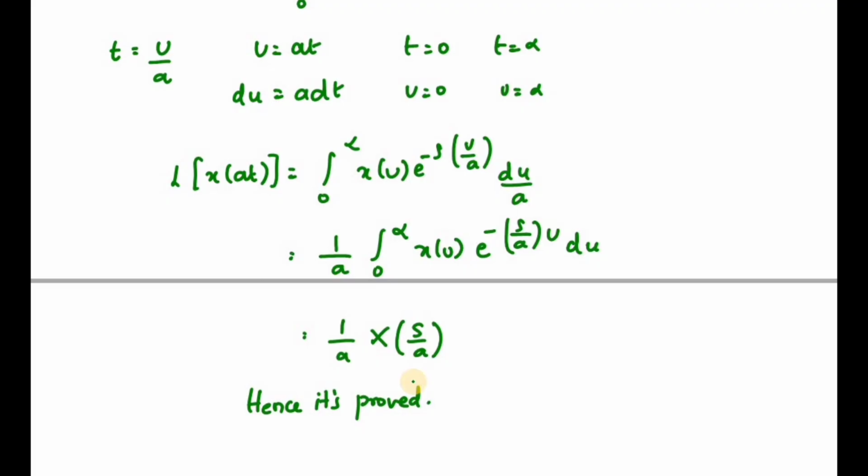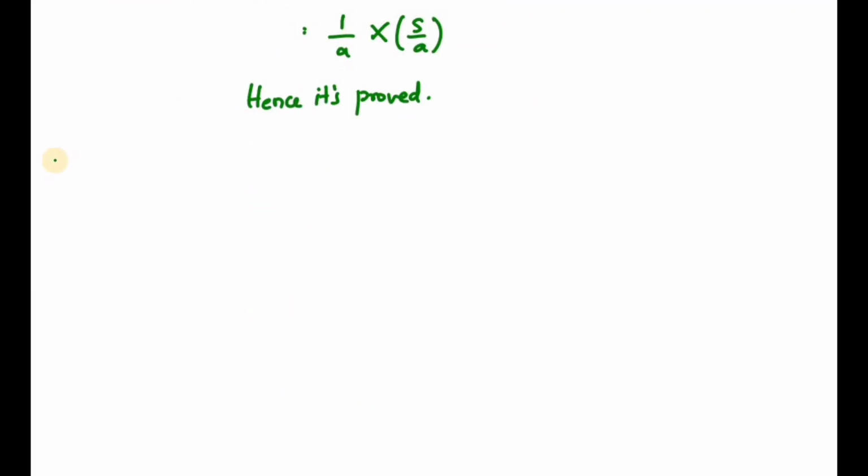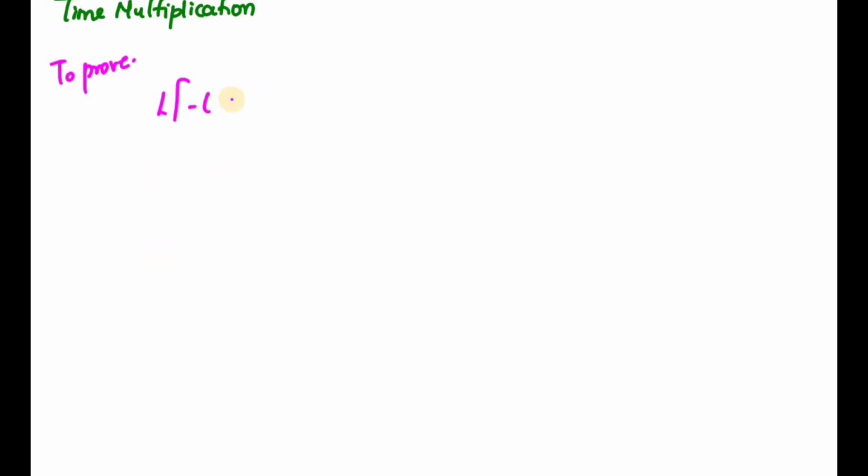So the next one is time multiplication. This is another property. What we need to prove is Laplace of minus t x of t is equal to d divided by ds of X of s.